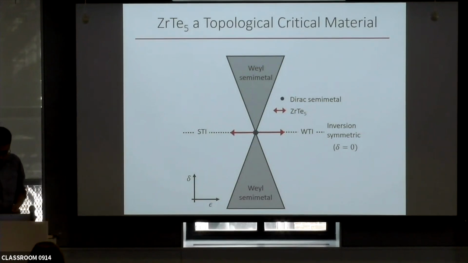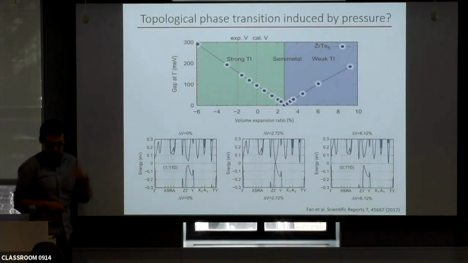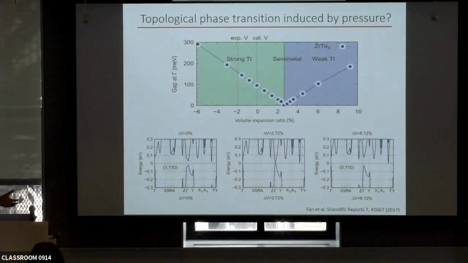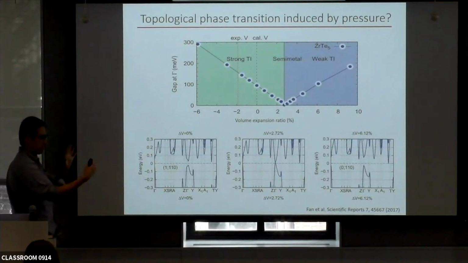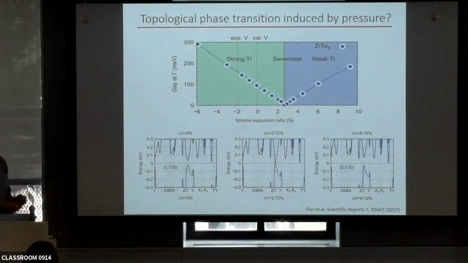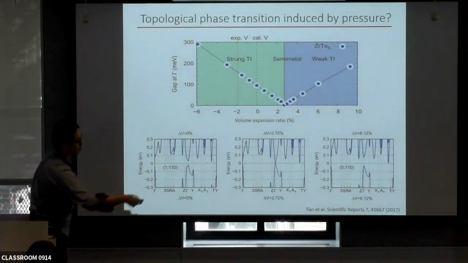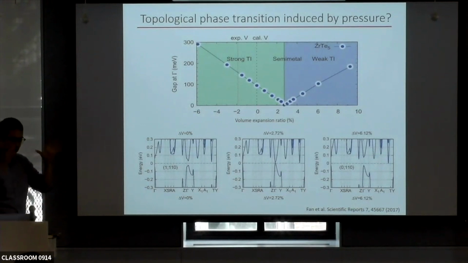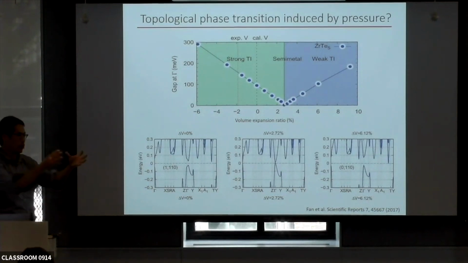Now, of course, people immediately looked into this possibility, doing some DFT calculations and seeing how the band structure and how this topological phase evolve as a function of lattice constant. So this is a work that is reported in this paper, where they calculated how the band structure evolved as a function of isotropic expansion and contraction.